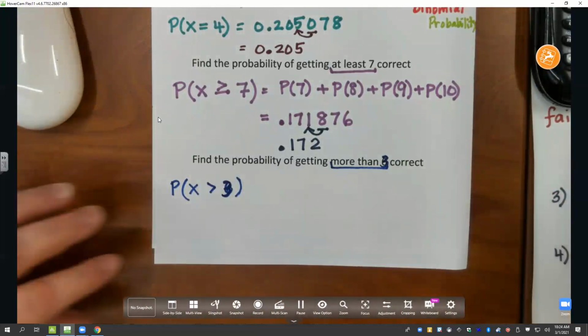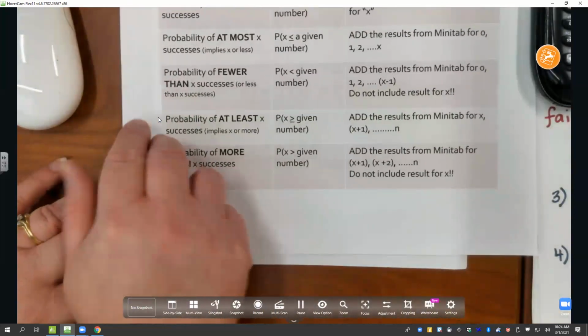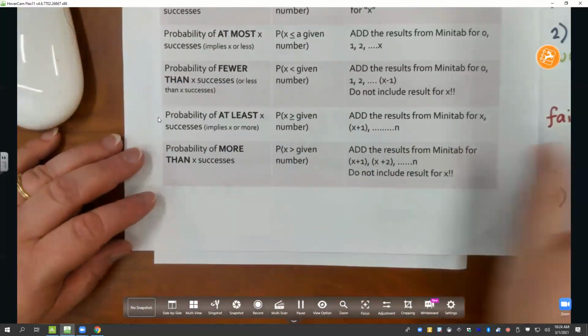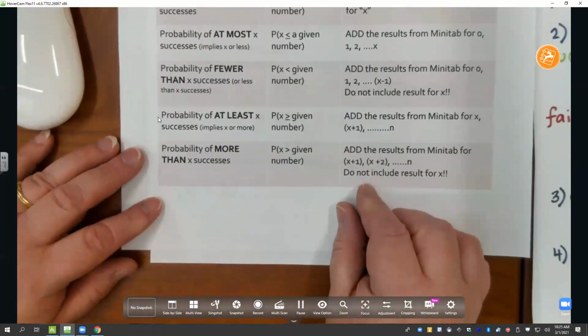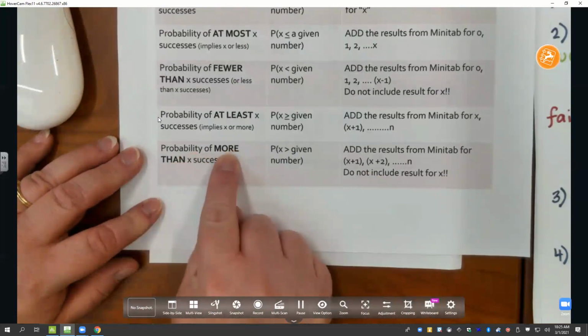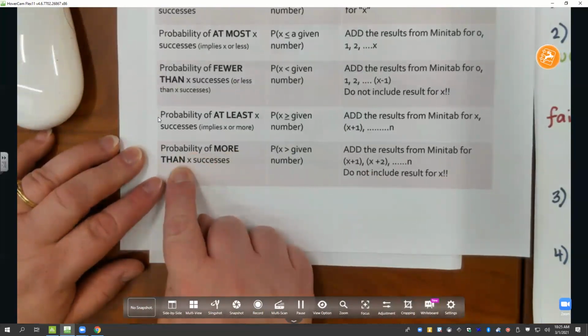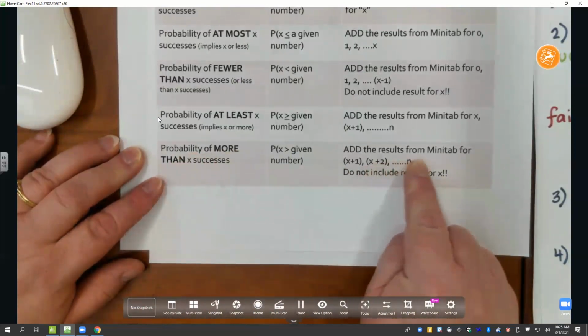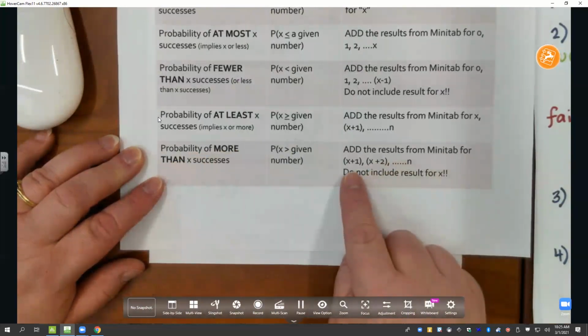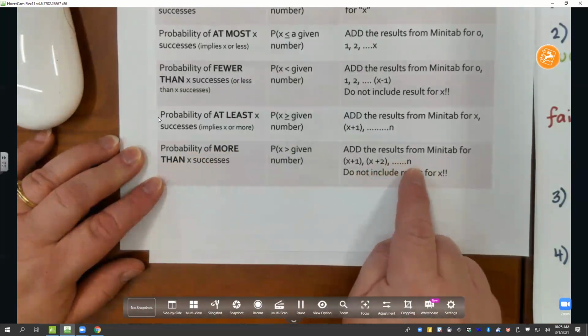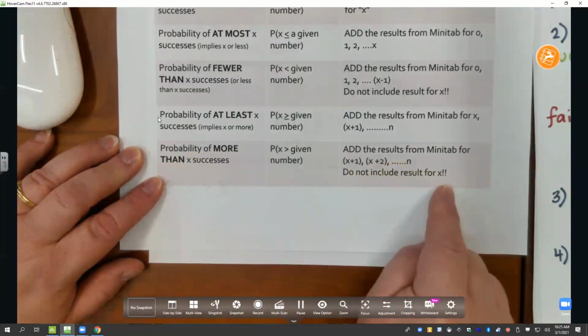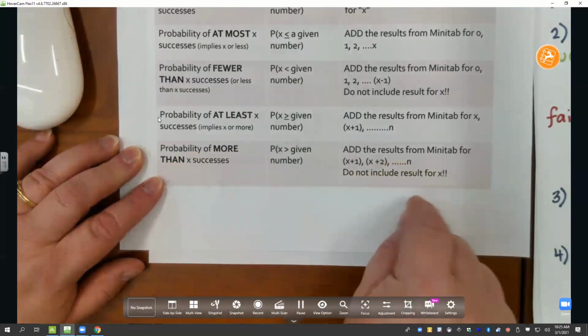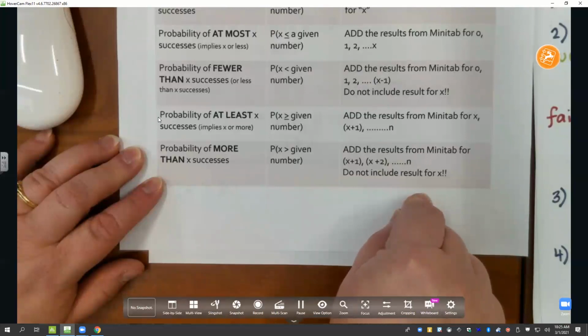So then again, I'm going over to my table. I'm looking for that key phrase, more than, okay? Probability of more than, add the results from Minitab for X plus 1, X plus 2, all the way up to N. Do not include the result for X because it can't be equal to X. So you don't include the X.